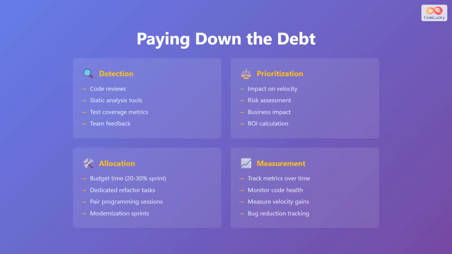To pay down technical debt, you need 4 key strategies. Detection involves code reviews, static analysis tools, measuring test coverage, and listening to team feedback. Prioritization means assessing impact on velocity, evaluating risk, understanding business impact, and calculating return on investment. Allocation requires budgeting 20 to 30% of each sprint, creating dedicated refactor tasks, doing pair programming sessions, and scheduling modernization sprints. Finally, measurement tracks metrics over time, monitors code health, measures velocity gains, and tracks bug reduction.